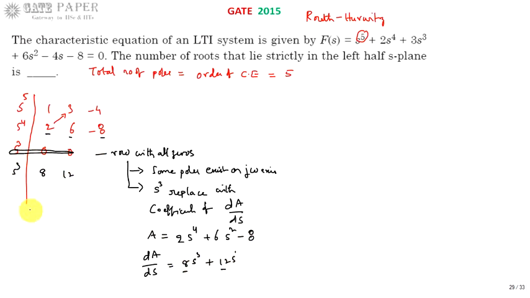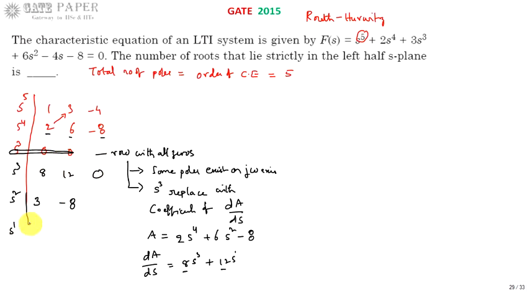Now write the S2 row, continuing the Routh-Hurwitz criteria. 8 into 6 is 48, minus 12 into 2, 24. 48 minus 24 is 24, by 8 is 3. Again, 8 into minus 8 is minus 64. Minus 64 minus, there is nothing, is 0. So minus 64 by 8 is minus 8 you will get.